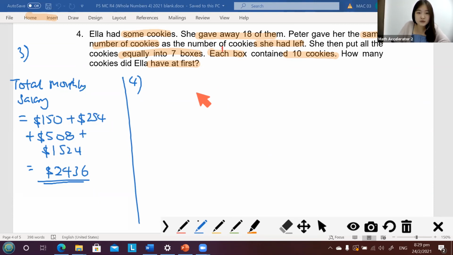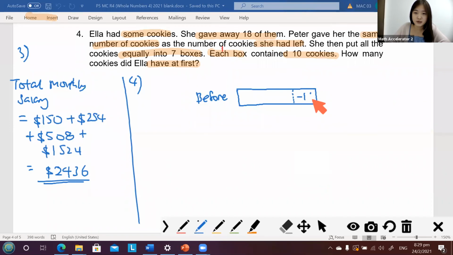Okay, so let's say this is before. This is the cookies that Ella had. We're going to work forward. She gave away 18 of them. So take away 18. You don't want the 18 already. Give away. So what is left? This part here. So you bring it down. Whatever is left, this is left.